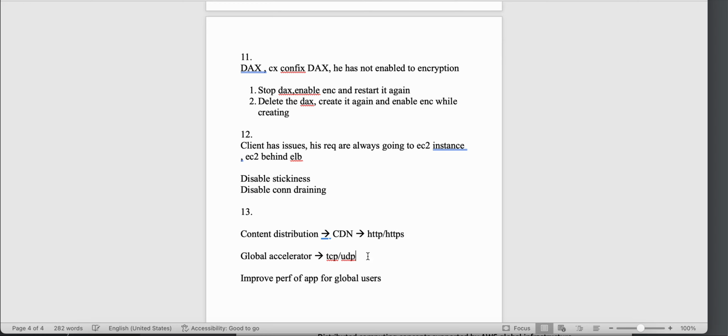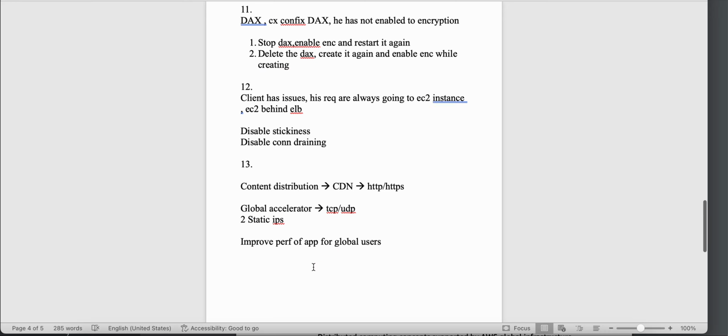And one more thing is, in certain cases it is also mentioned that the application needs certain static IPs. In case of CloudFront, you do not get static IPs; instead you get a CDN distribution domain name that you use for making requests. But if the use case says that you need static IPs, then you can think of Global Accelerator. So these are two things that you need to remember: TCP, UDP traffic, and static IPs. Two static IPs are allotted when you use Global Accelerator.